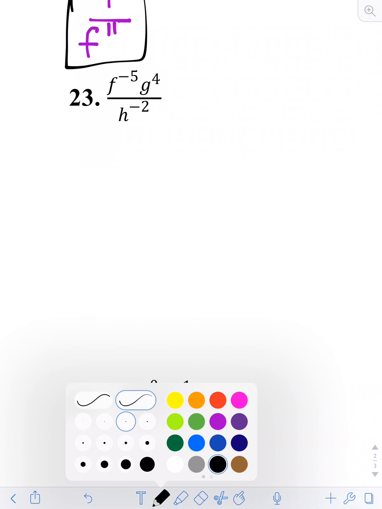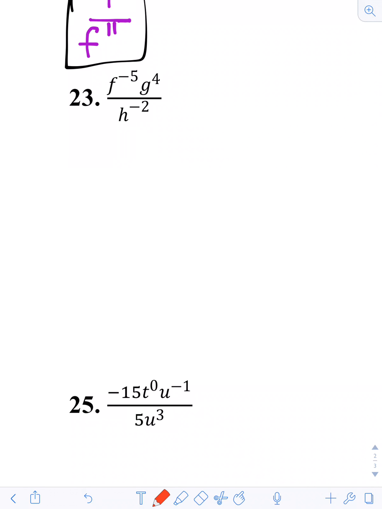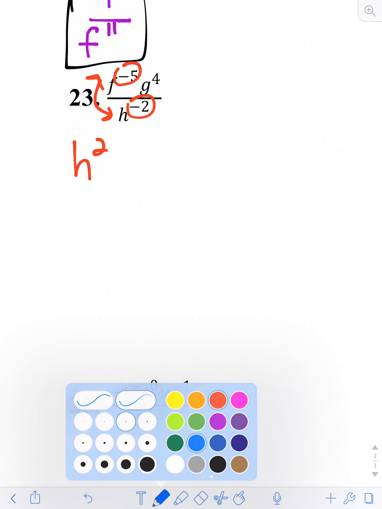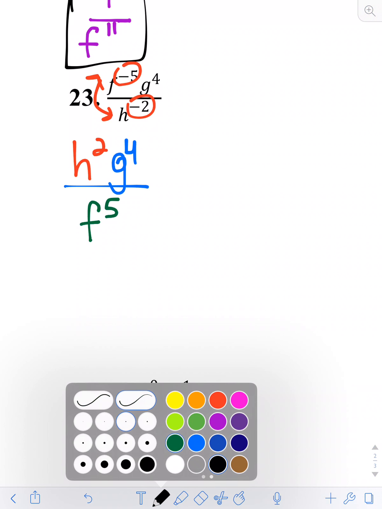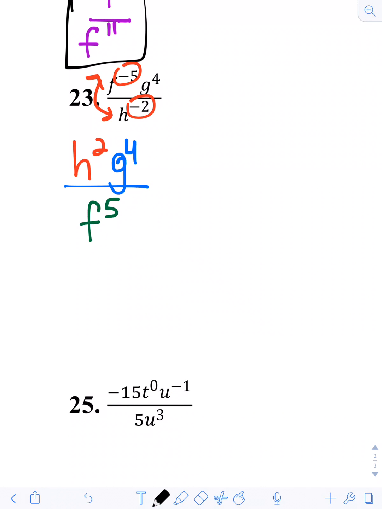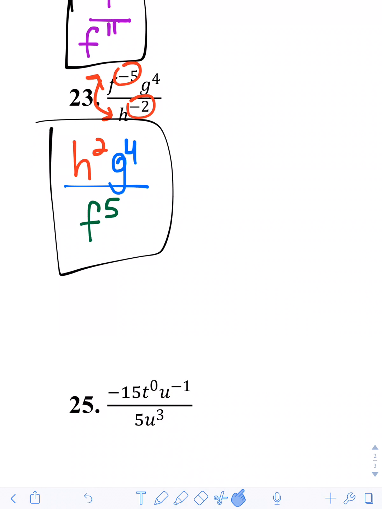Number 23. So here again, I've got a couple of things I have to move. I'm going to have to flip-flop these two to get rid of the negative exponent. So there's a negative, there's a negative. We're going to flip-flop these. So this h to the negative 2 power is going to go on top, so h squared. G to the fourth power is still going to stay up there because we didn't need to move it. And then what goes on the bottom is this f to the fifth power. So pretty much, if you see a negative exponent, you just flip-flop the location. If it's in the numerator, you put it in the denominator. If it's in the denominator, you put it in the numerator. These are all different bases, so that's my final answer.